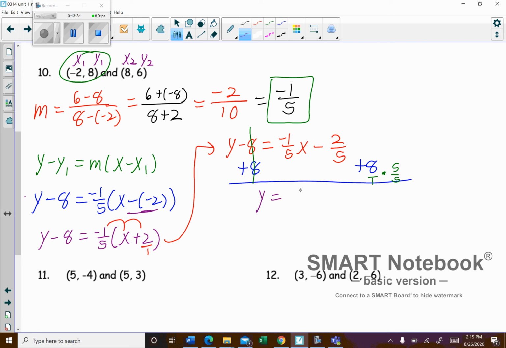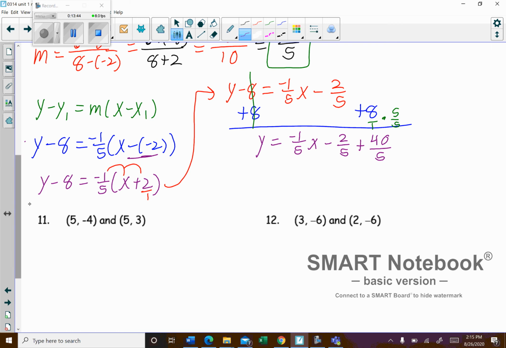So let's see, we get y equals negative 1/5 x. So we got a minus 2 over 5, and we get a plus 40 over 5. So what we have going on here again is they're going to be competing because we have a minus 2 over 5 and a plus 40 over 5. So subtract the smaller from the larger, which is 38, and it will be positive because the larger number was positive. So y equals negative 1/5 x, and then plus 38 over 5.